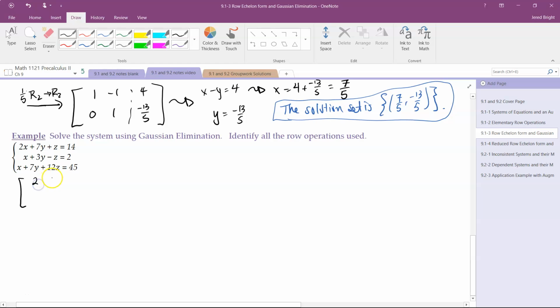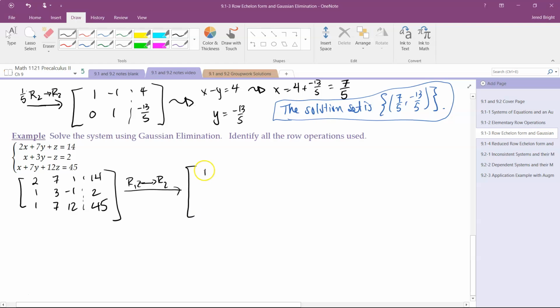Going across by the first row, so 2, 7, 1, 14, 1, 3, minus 1, 2, 1, 7, 12, 45. Okay, now, the first thing I'm going to do is interchange rows 1 and 2 because I want a leading 1 in the first row.